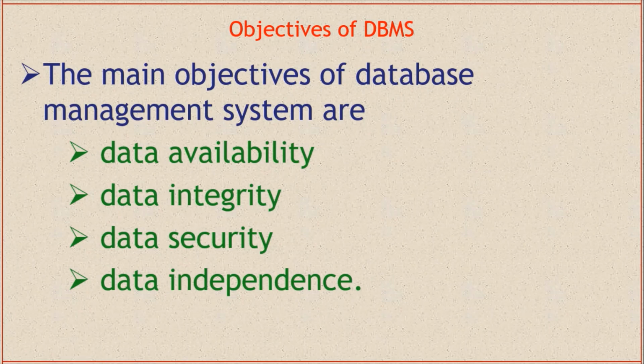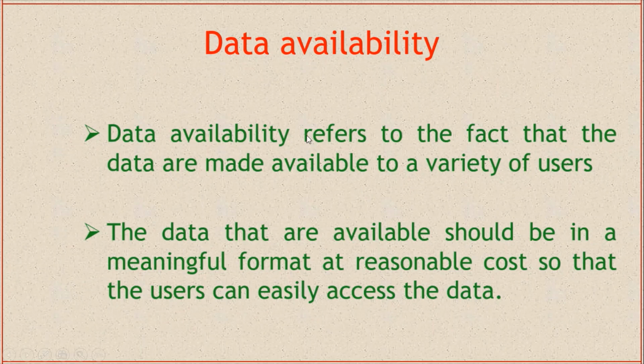And finally, we see the objectives of DBMS. The main objectives of DBMS are these four things: data availability, data integrity, security, and independence. Let us see these four things one by one. First one is data availability. Data availability means the data should be made available to a variety of users. Whenever some user wants to access, the data should be available. That is called data availability.